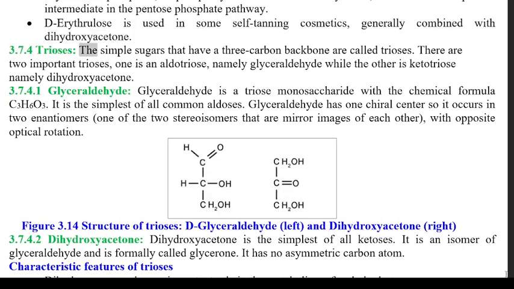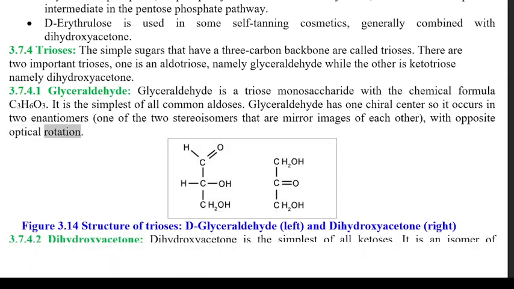3.7.4 Trioses. The simple sugars that have a 3-carbon backbone are called trioses. There are 2 important trioses, one is an aldotriose, namely glyceraldehyde, while the other is a ketotriose, namely dihydroxyacetone. 3.7.4.1 Glyceraldehyde. Glyceraldehyde is a triose monosaccharide with the chemical formula C3H6O3. It is the simplest of all common aldoses. Glyceraldehyde has one chiral center, so it occurs in two enantiomers, one of the two stereoisomers that are mirror images of each other, with opposite optical rotation.